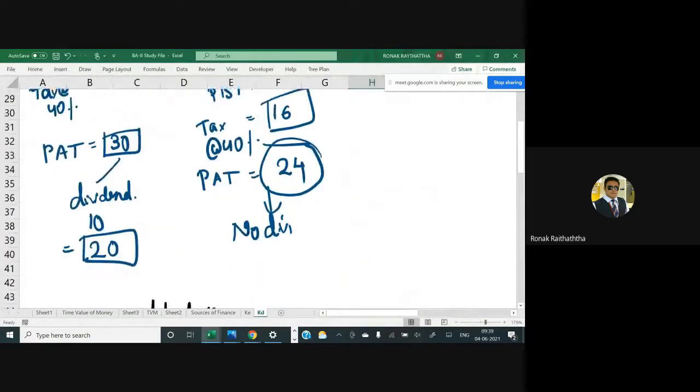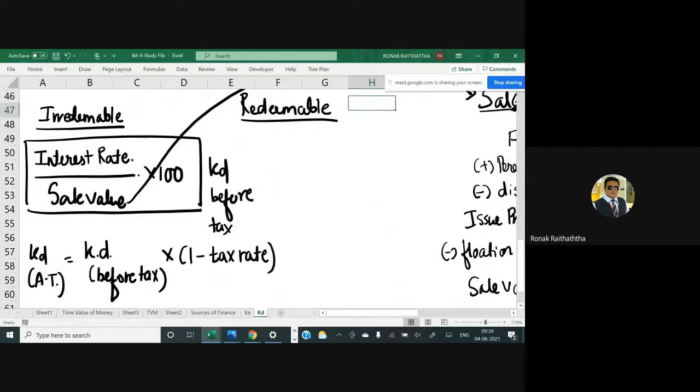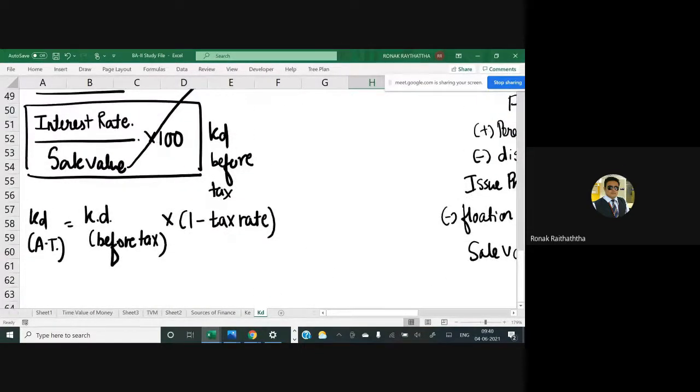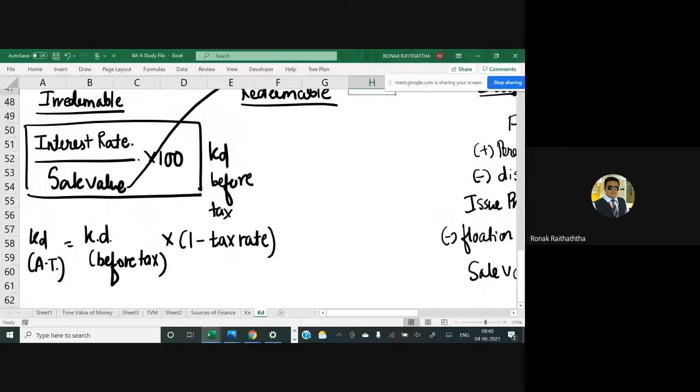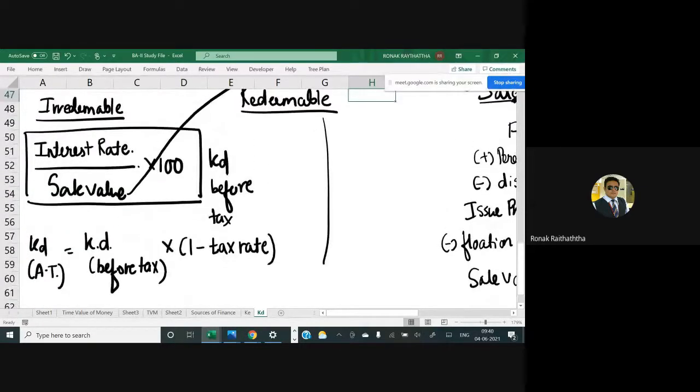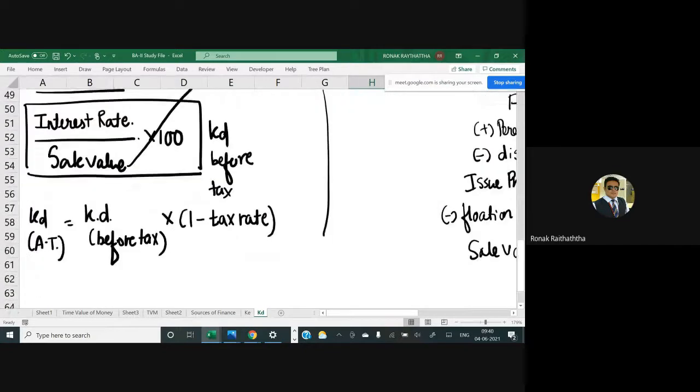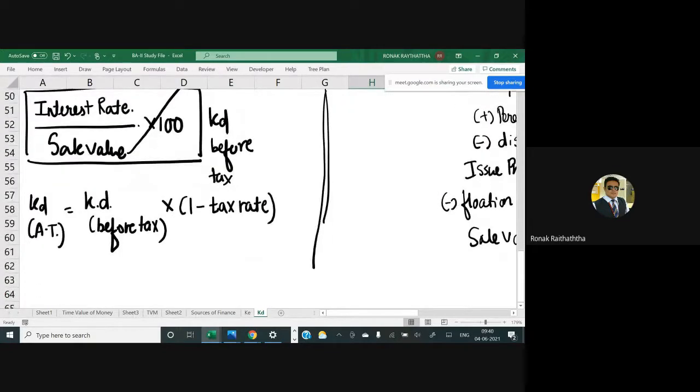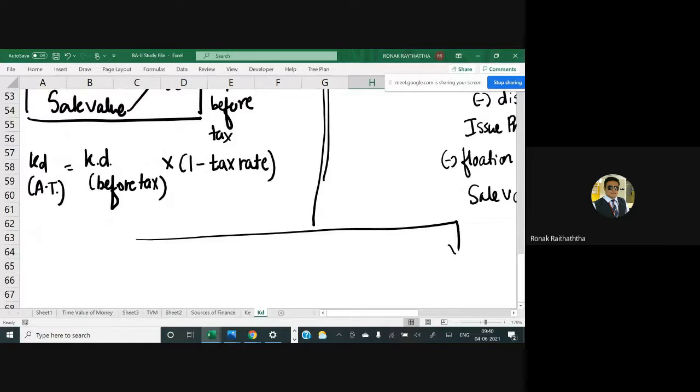Let's go to the redeemable debentures. It's already 9:40. Anyway, I'll just be taking 2 minutes and we'll be just discussing the formulas. So there will be two types of cost of redeemable debentures, obviously before tax and after tax. KD before tax, KD after tax. Now that is related to the redeemable debentures.